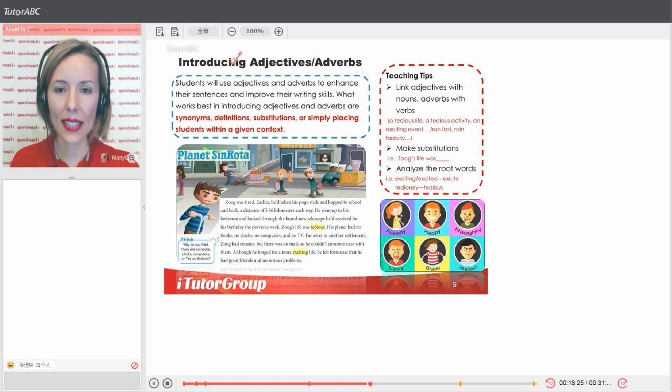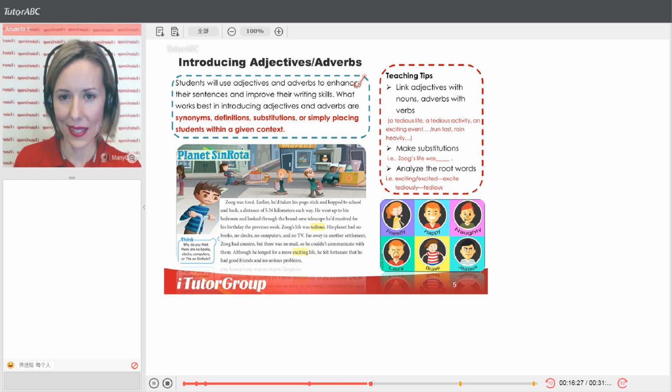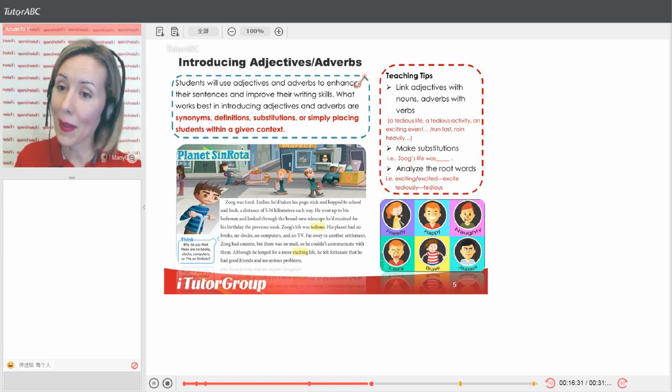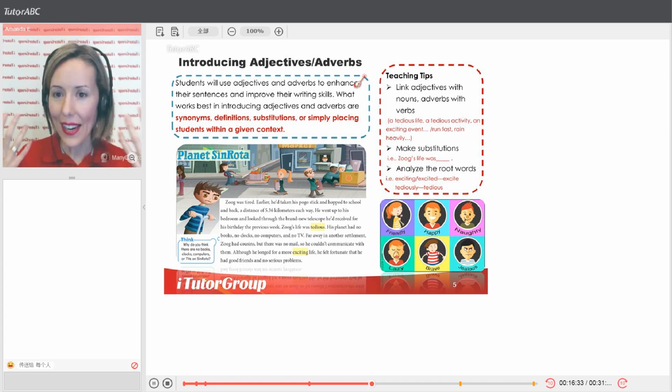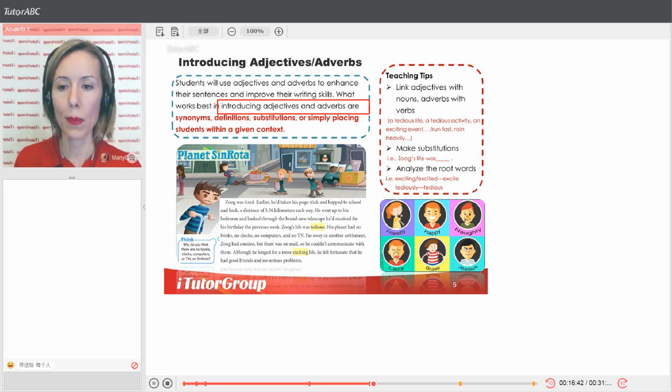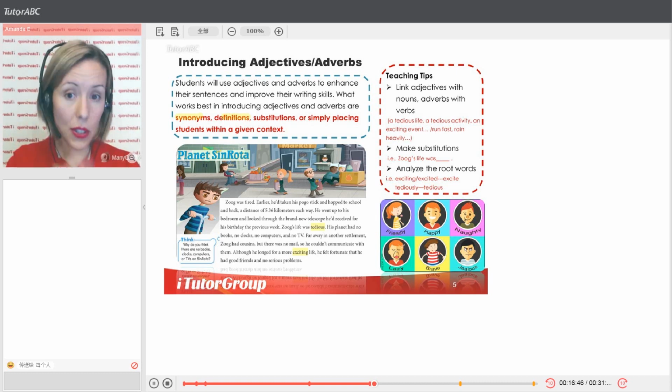What about adjectives and adverbs? Well, adjectives and adverbs are a little bit more advanced way of speaking. It makes your English interesting because you're describing how things are done or what things are like. And the best way to introduce adjectives and adverbs is by using synonyms, definitions, substitutions, or maybe just putting a student within a given context.